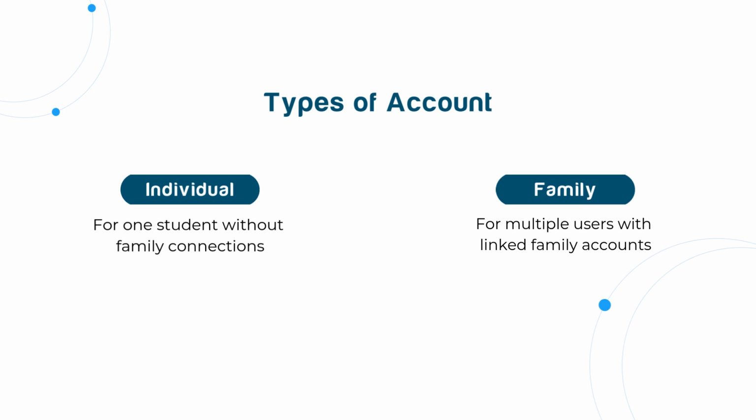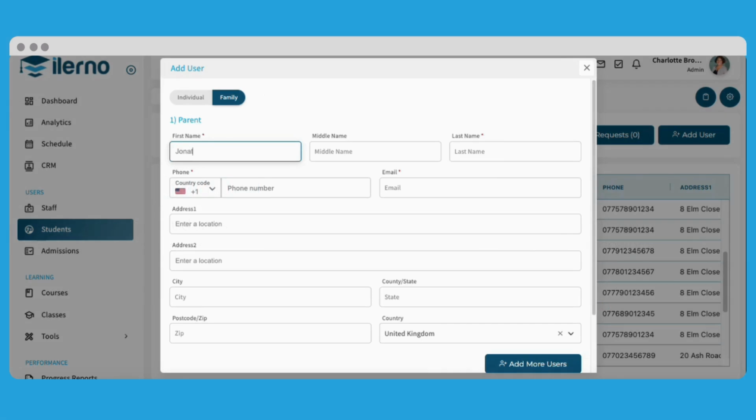Family. This option lets you add multiple related users as part of a single family unit. Think of it like creating a household account, perfect for parents or guardians who need to link their profiles with their children or specifically with a minor child. For this tutorial, let's pick Family Account.